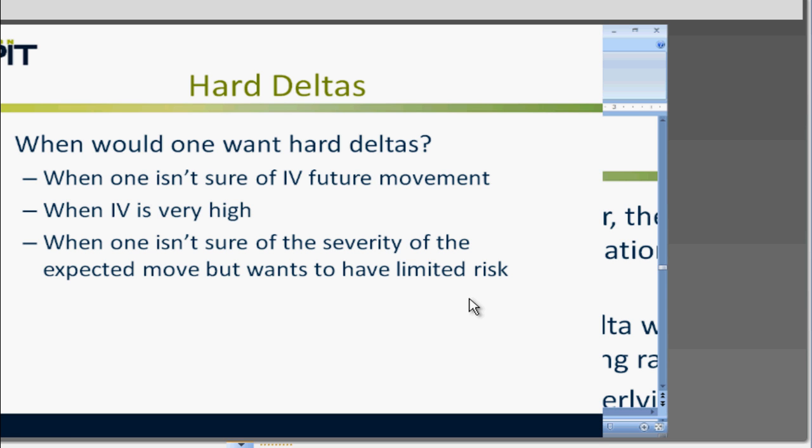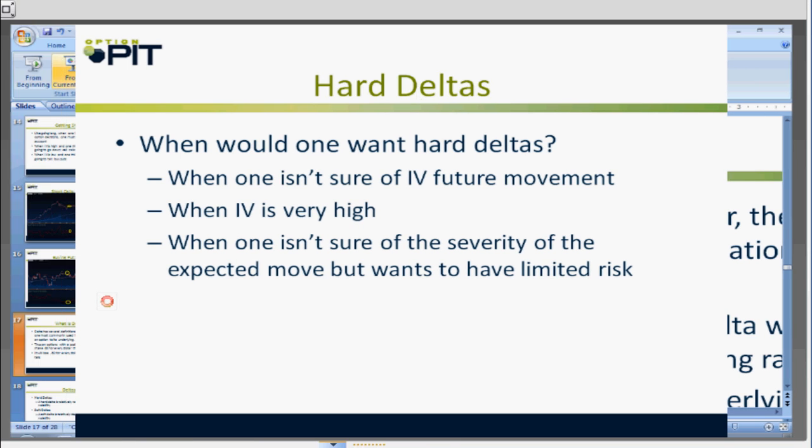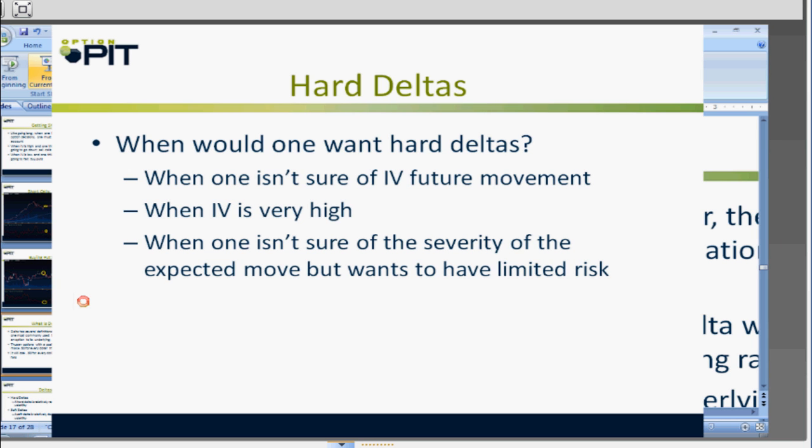If I raise volatility on an out of the money option, its delta will increase. If I raise volatility on an in the money option, its delta will decrease. So now let's talk about a hard delta. When would you use a hard delta? When one isn't sure of an IV's future movement. When IV is very, very high. When one isn't sure of the severity of the expected move, but wants to have limited risk.